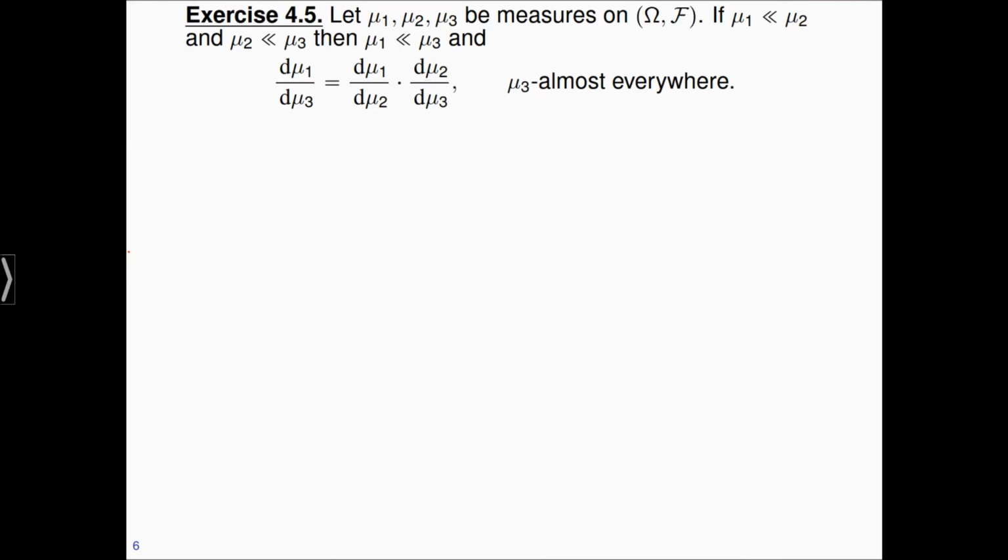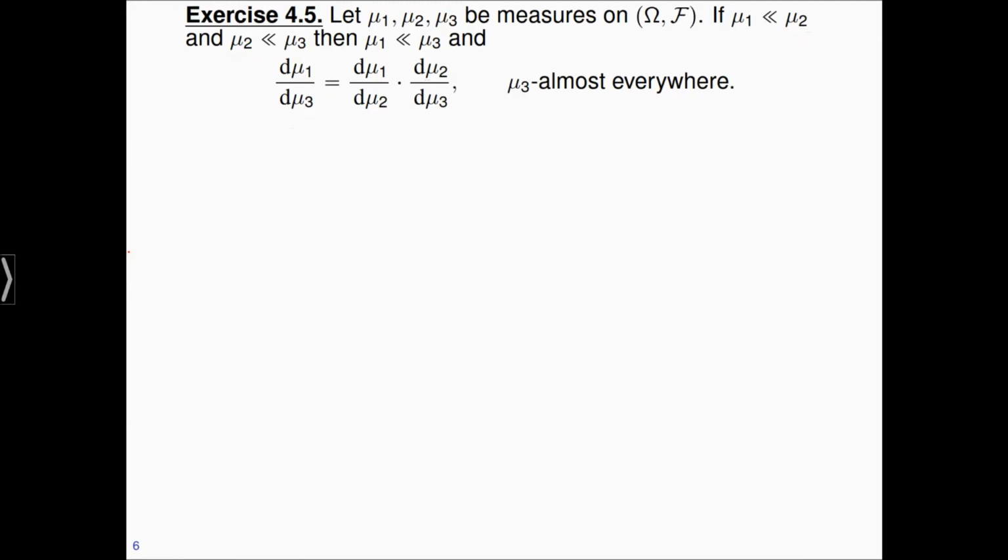Here is my solution to this exercise. Of course, if mu1 is absolutely continuous with respect to mu2 and mu2 is absolutely continuous with respect to mu3, then it's clear that mu1 is absolutely continuous with respect to mu3, because assume that mu3 of a set A is 0, then by this property here, mu2 of this set is 0, and then using this property, mu1 of this set is 0. So this shows that indeed mu1 is absolutely continuous with respect to mu3. In particular, it shows that this object here exists.